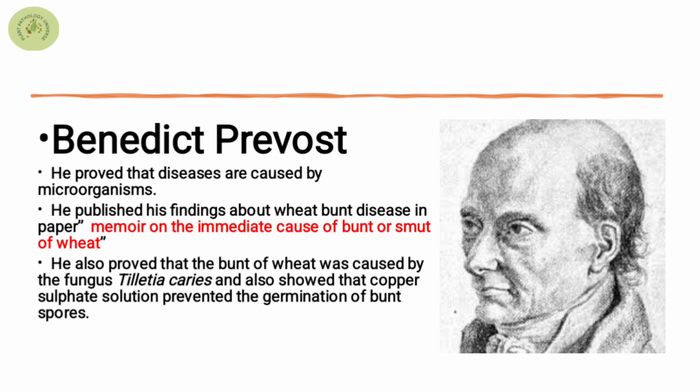All the findings that he carried out based upon his work on the bunt of wheat, he wrote in a paper, which is a very important one. It has been asked in many examinations. So what was the paper? The particular findings of Benedict Prevost were collected in a paper known as Memoir on the Immediate Cause of Bunt or Smut of Wheat, right?